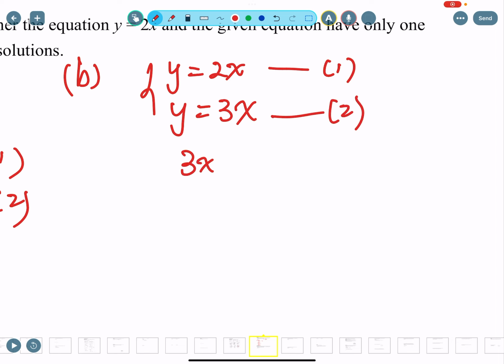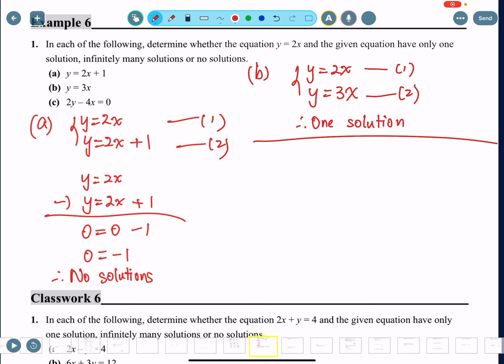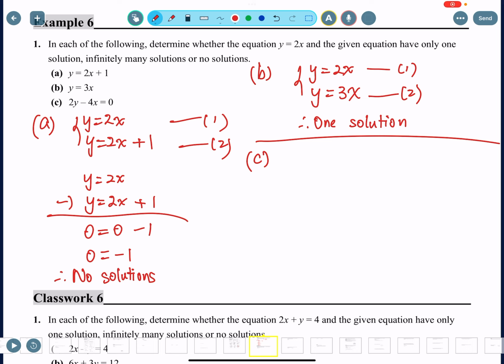So you have 3x equals 2x. You will end up with 3x minus 2x equals 0, x equals 0, and then you can have y equals 0. That's your intersection point. So in this case, there is one solution. Then you have question C. Okay, let's see what question C is like.